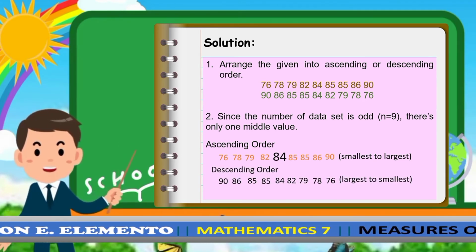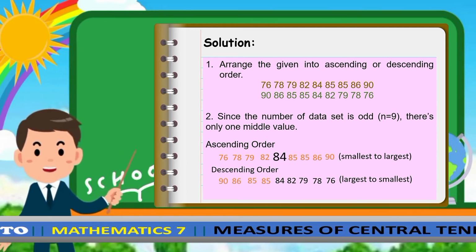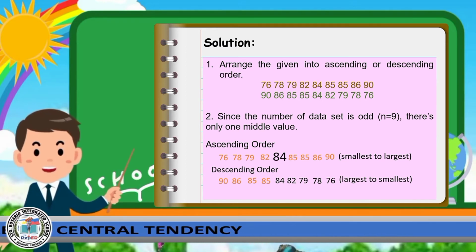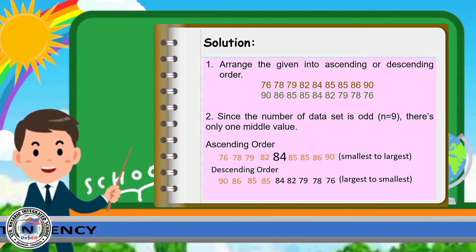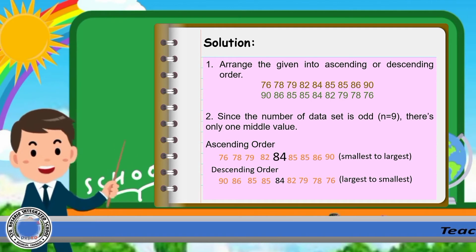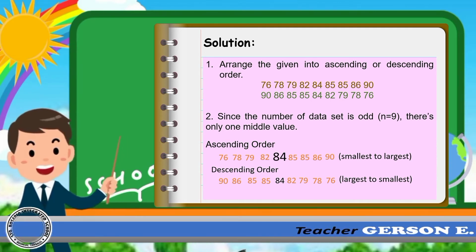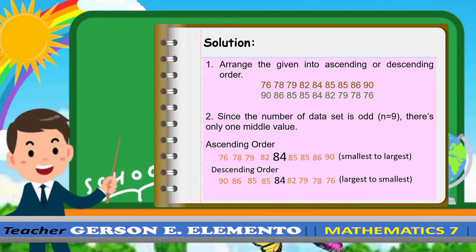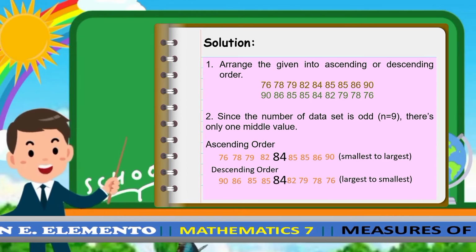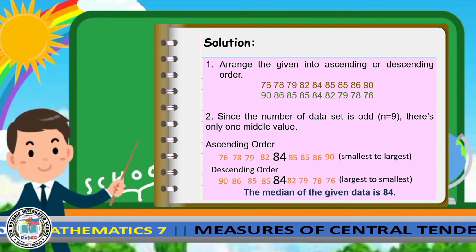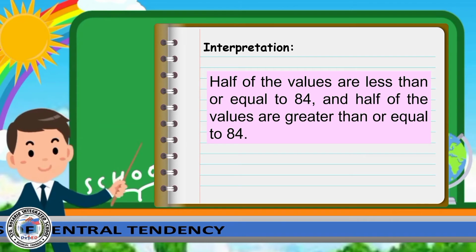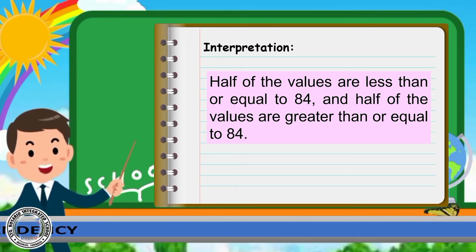In descending order, we have 90, 86, 85, and 85. There are 4 numbers before the middle number. And we have 82, 79, 78, and 76. There are also 4 numbers after the middle number. So the middle number is 84. Here is our interpretation. Half of the values are less than or equal to 84, and half of the values are greater than or equal to 84.